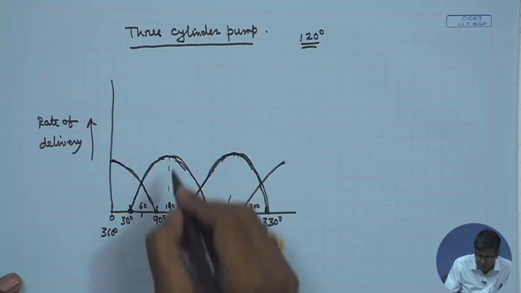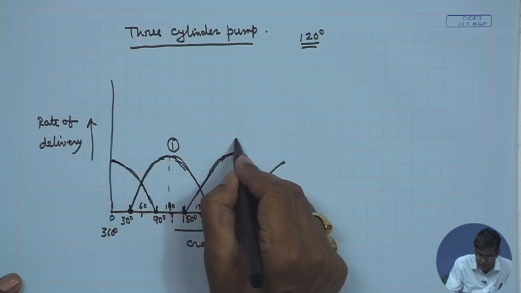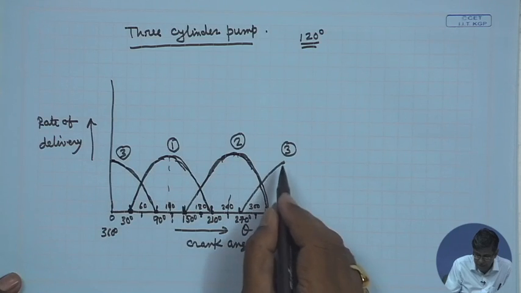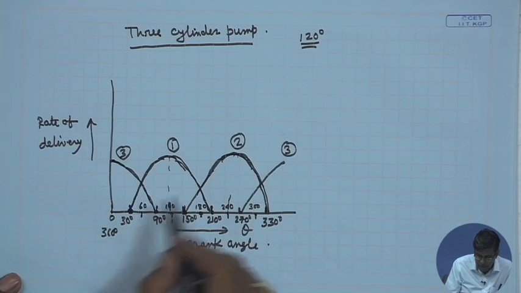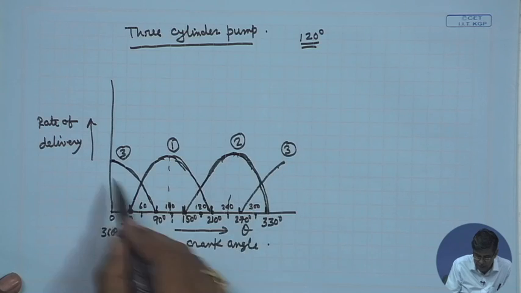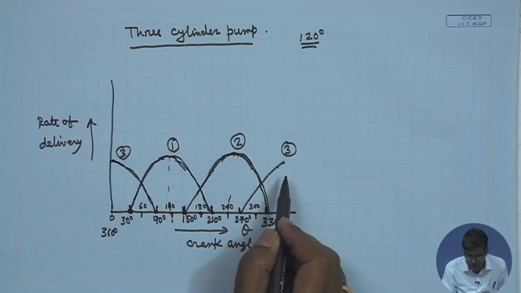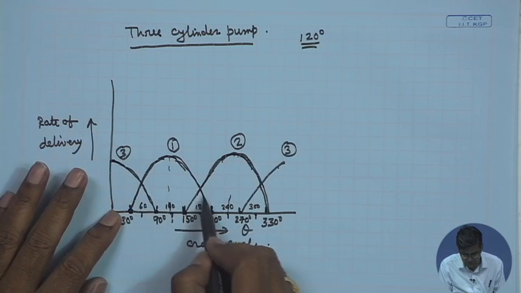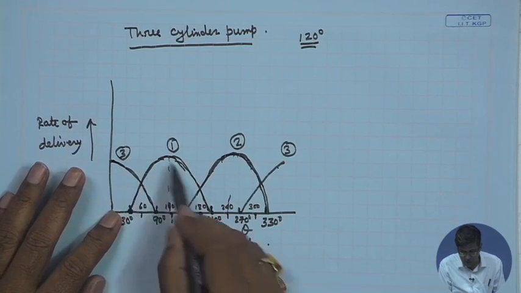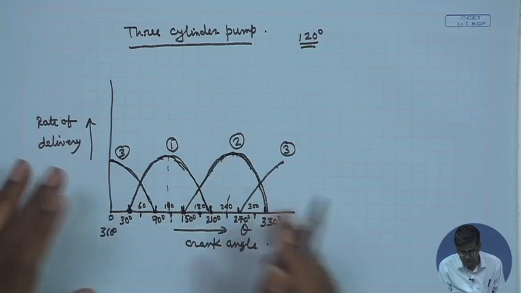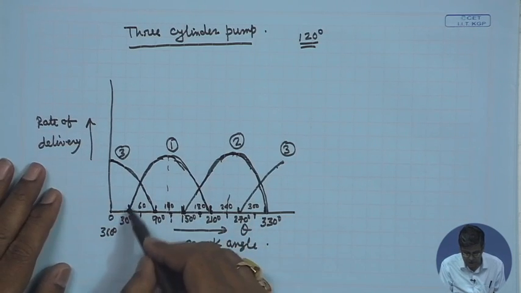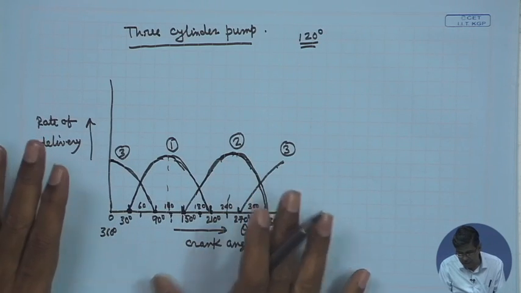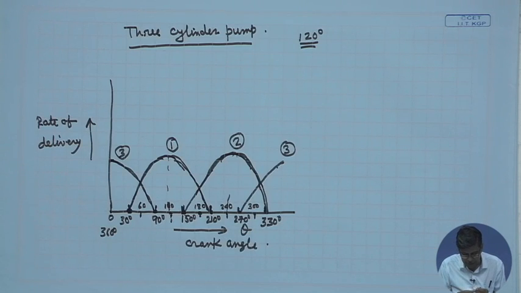I think you have understood: this is cylinder number 1, cylinder number 2 and cylinder number 3. This part and this part together give the same profile for cylinder number 3. They are 120° in phase lag, and all of them give a similar non-uniform, sine-curve type of profile, if we consider the simple harmonic motion of the piston, the rate of delivery with 120° apart. So, there is still non-uniformity, but this fluctuation is a little bit reduced.